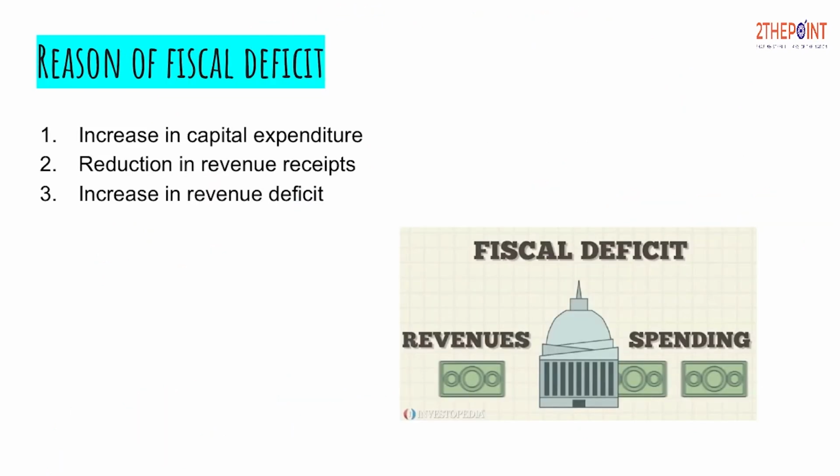Moving to the next slide is the reason why this fiscal deficit arises. First, there is an increase in the capital expenditure of the government. For example, the government is spending heavily on infrastructure development like roads and bridges. This all constitutes capital expenditure. So when all of a sudden there is an increase in capital expenditure, it leads to fiscal deficit.